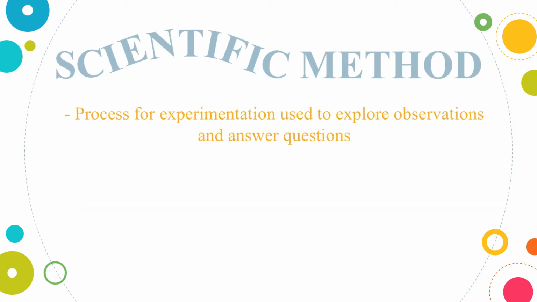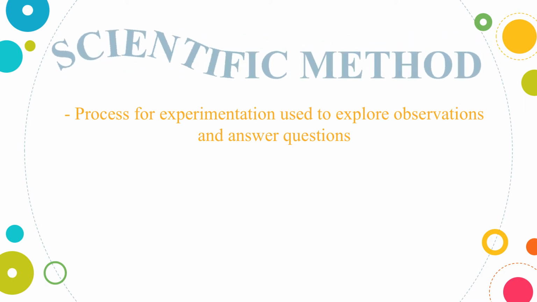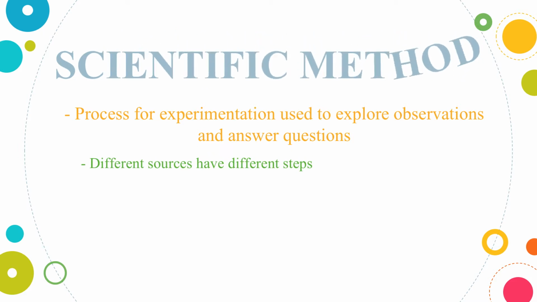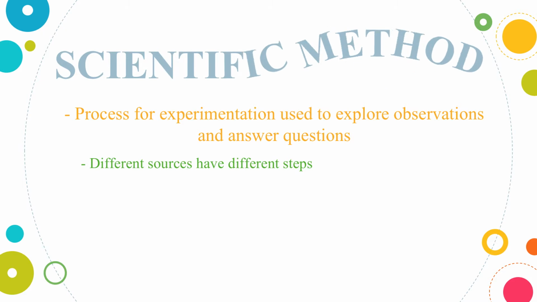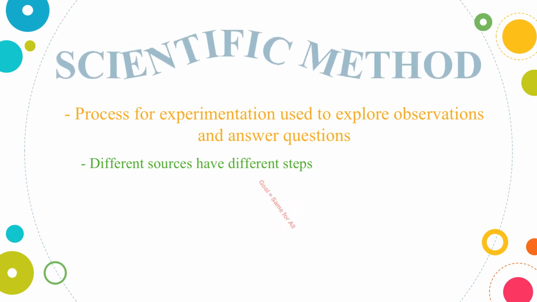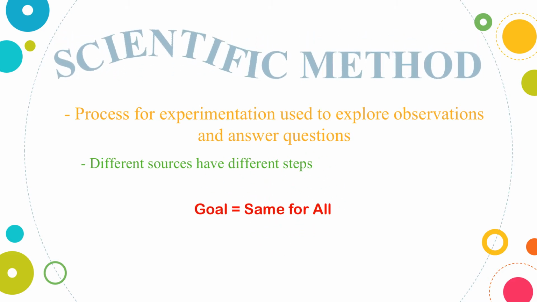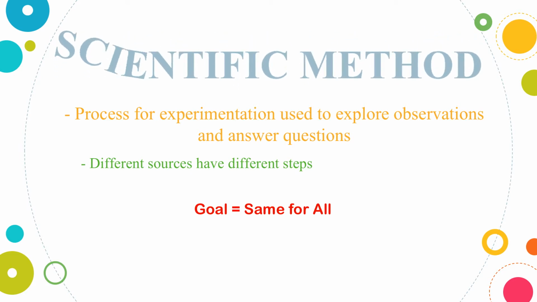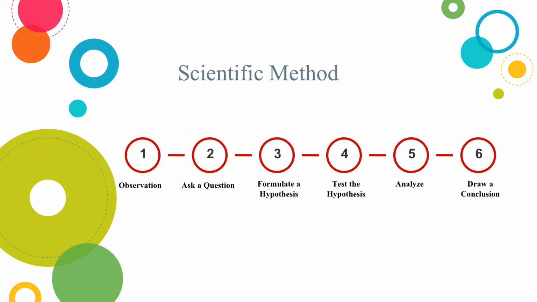The scientific method is a process for experimentation that is used to explore observations and answer questions. As proof that there is no one way to do science, different sources describe the steps of the scientific method in different ways. The steps don't always fall in the same order. But even when modified, the goal remains the same: to discover cause and effect relationships by asking questions, carefully gathering and examining the evidence, and seeing if all the available information can be combined into a logical answer. Let's go over the steps, shall we?